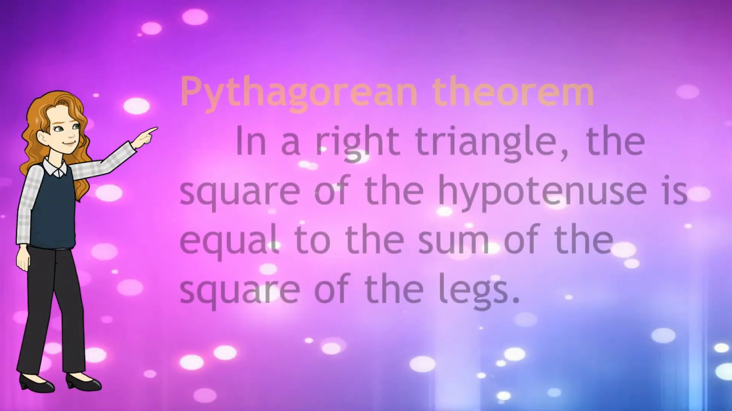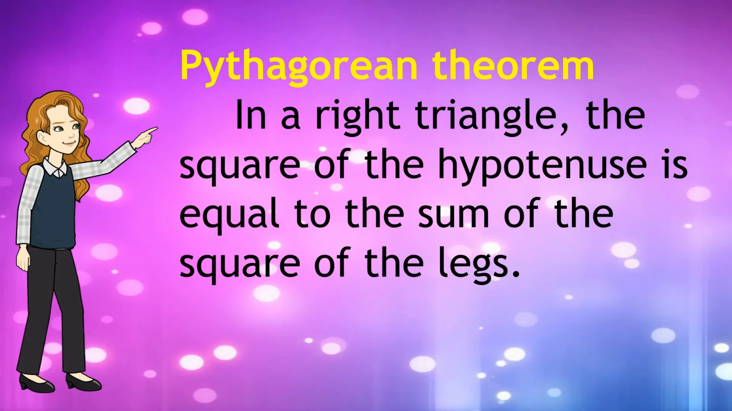Okay, so after the proving, let us state the Pythagorean theorem. In a right triangle, the square of the hypotenuse is equal to the sum of the squares of the legs. Look at this: C is our hypotenuse. So C squared is equal to A squared plus B squared is the formula for the Pythagorean theorem.